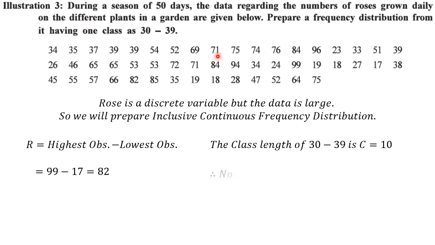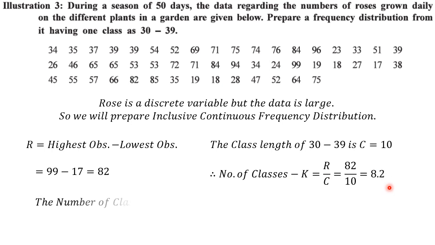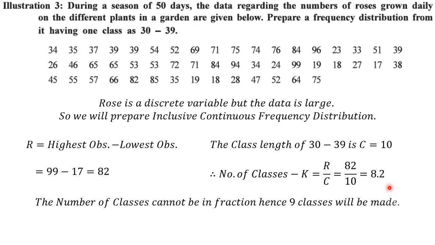And when we divide our range by the class length, we will get the number of classes, that is 82 upon 10, 8.2. Once again, we can't take a class as a fraction. The number of classes cannot be a fraction, and therefore to round it off, we will take 9 classes.